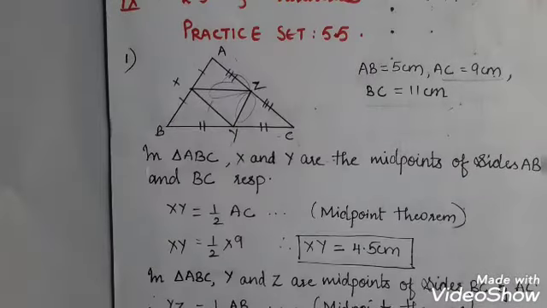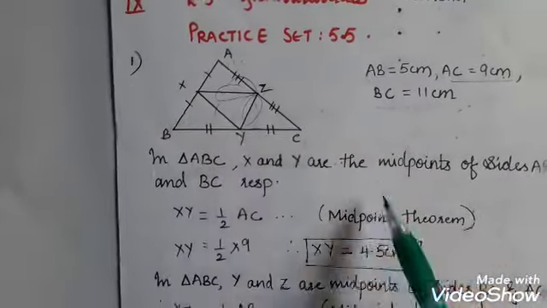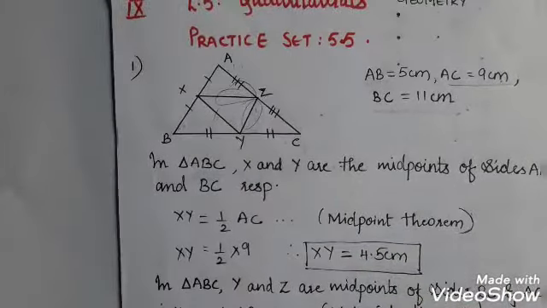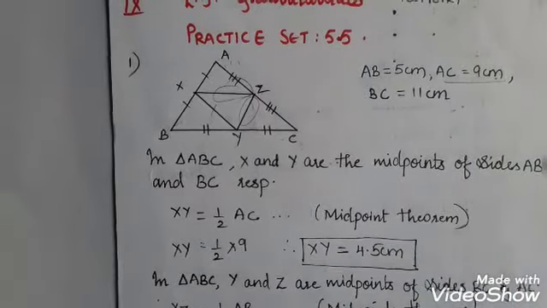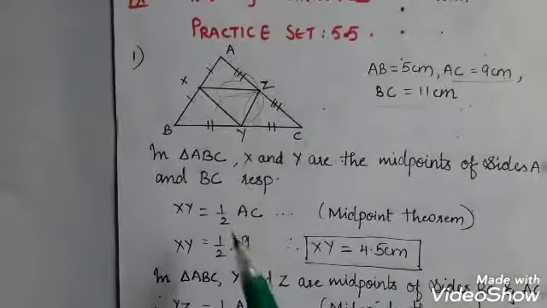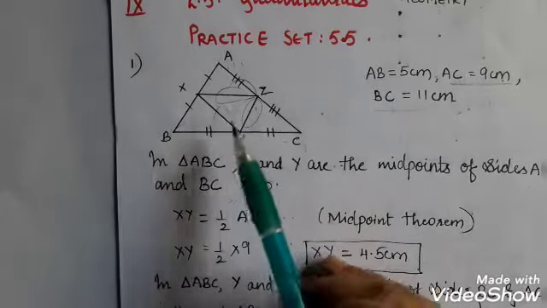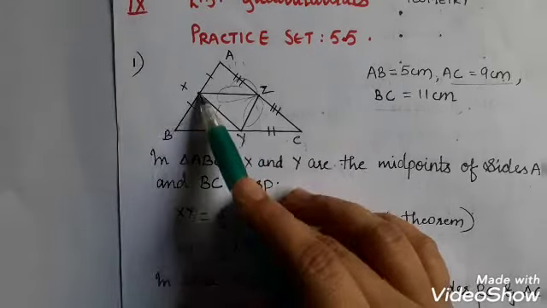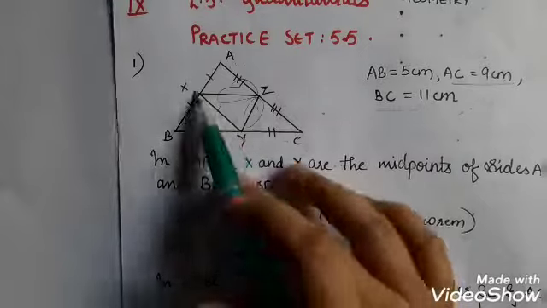Right? So now, in triangle ABC, points X, Y and Z are midpoints of sides AB, BC and AC. First I take only two midpoints. You can take any two midpoints. So first I take points X and Y as the midpoints of sides AB and BC respectively. So I take XY, from point X and from point Y.